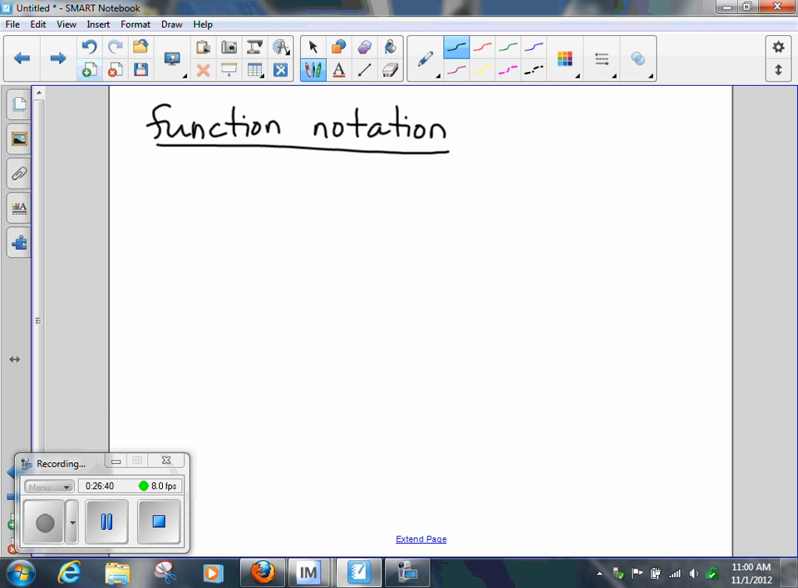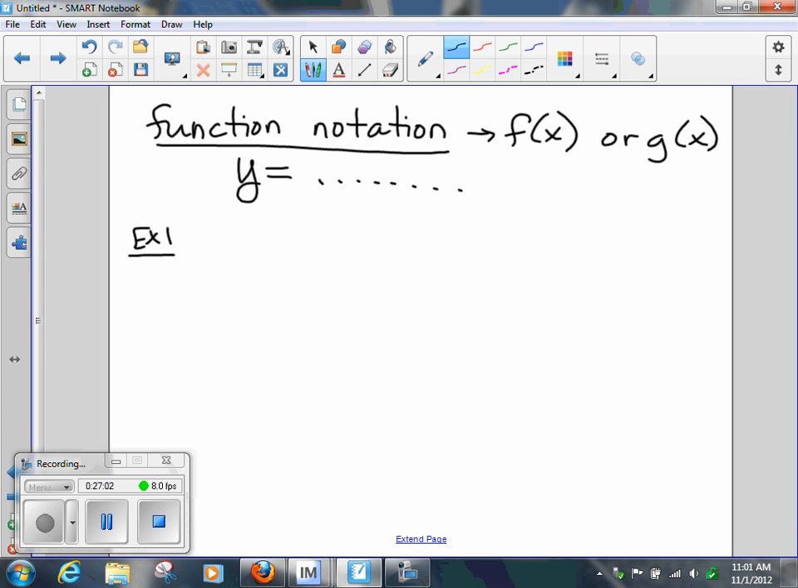Here we go. Folks, function notation is when it is y equals blah, blah, blah. The f of x, g of x is going to take the place of the y. Now, if I gave you an example, it's going to be f of x equals, or g of x equals, okay? That's the same thing as y equals.